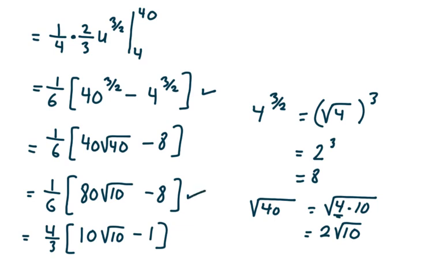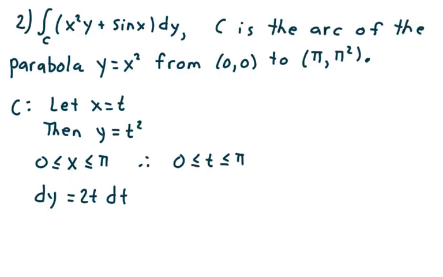And so on this line here, we get 1/6 times the quantity 80 times the square root of 10 minus 8. And if I factor out that 8, the very last line, we get 4/3 times the quantity 10 square root of 10 minus 1. And I would expect somebody in Calculus 3 to be able to simplify it down to that very last line. That's example 1. Let's take a look at example 2.